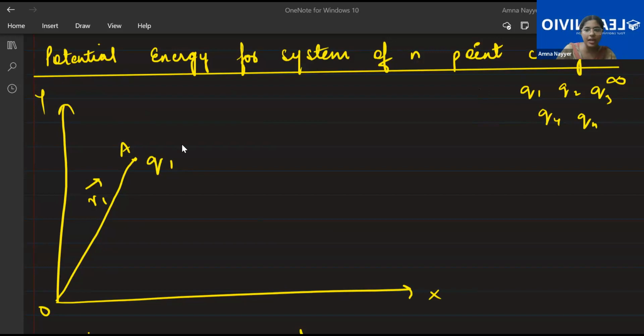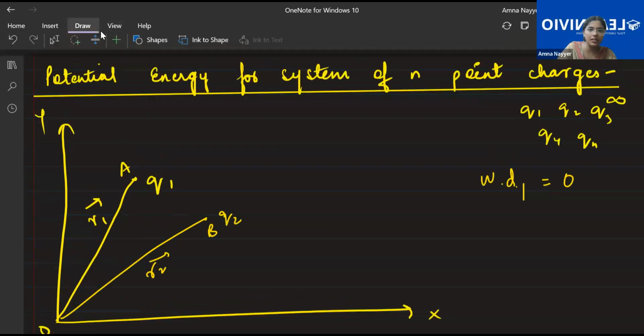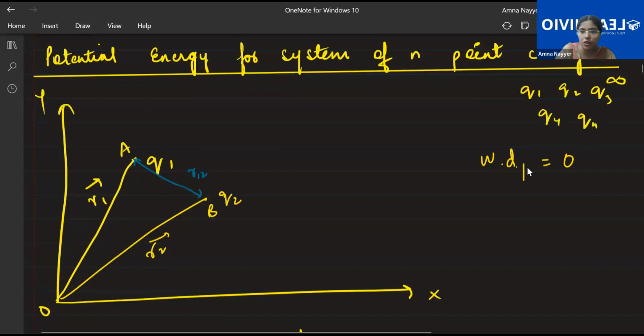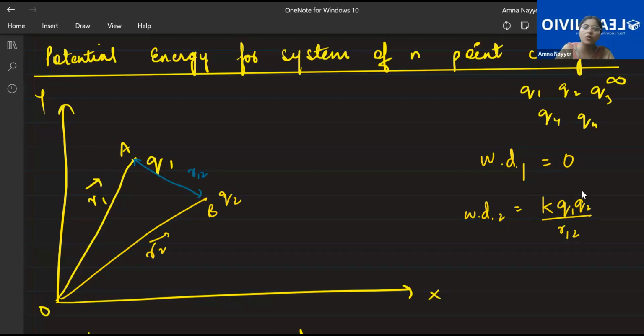See, when we bring the first charge, we have already studied that the work done in bringing the first one is 0 because there is no other charge present. Now, when I get the second one at point B, Q2, their separation is R12. When I am bringing the charge Q2 from infinity, the work done, I'm writing directly, we have calculated that it is K Q1 Q2 by R12. Till here we have already done.